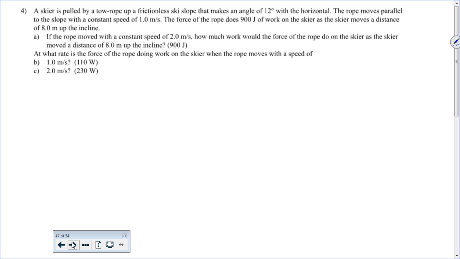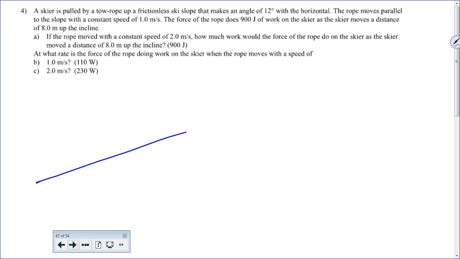So for 9A, here's the idea. It says a skier is pulled by a tow rope up a frictionless ski slope that makes an angle of 12 degrees with the horizontal line.